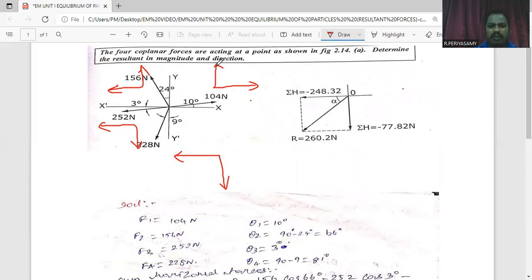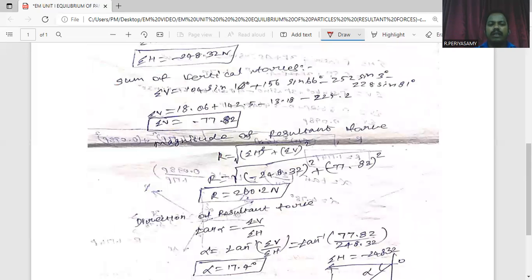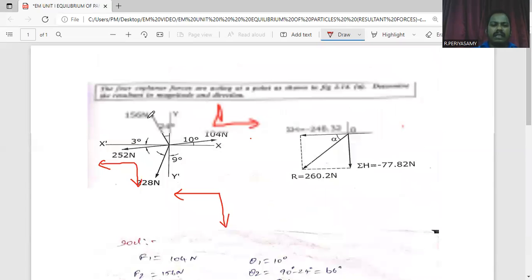Its vertical component direction is upward, so it is considered as 104 sin 10 degrees. Its direction is upward, so here we have mentioned 104 sin 10 degrees. Upward direction means positive sign. Next, we consider the second force.